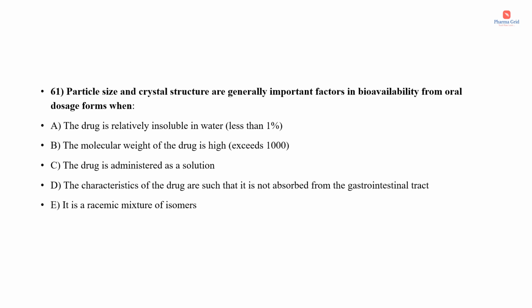Question number 61. Particle size and crystal structure are generally important factors in bioavailability from oral dosage forms when? The options are: when the drug is relatively insoluble in water, which means less than 1%; the molecular weight of the drug is high, which means exceeds 1000; the drug is administered as a solution; the characteristics of the drug are such that it is not absorbed from the gastrointestinal tract; and the last option is it is a racemic mixture of isomers.